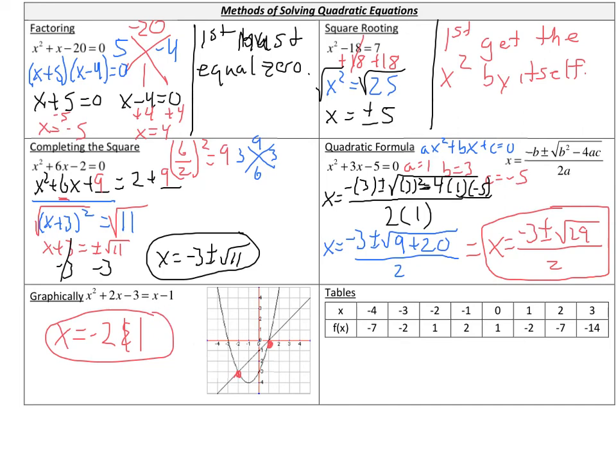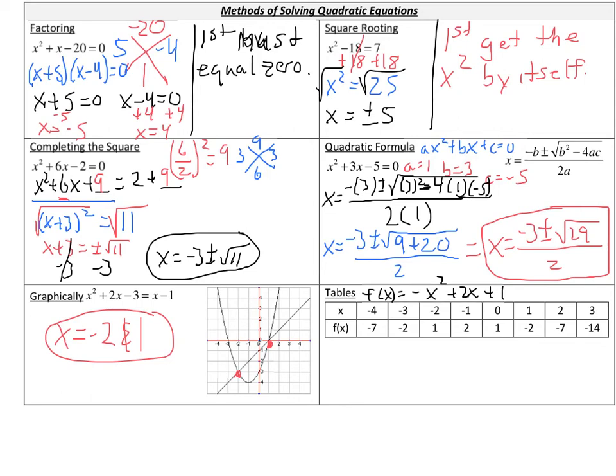If I wanted to solve this one right here, most likely, sometimes they'll just give you a table and say what would the solution be, which doesn't make a lot of sense. So let me actually give you the equation that goes along with this table. The equation that goes along with this table is f of x equals negative x squared plus 2x plus 1.